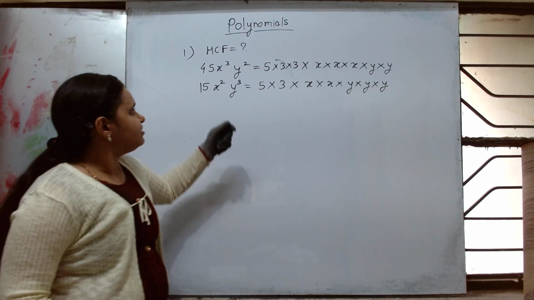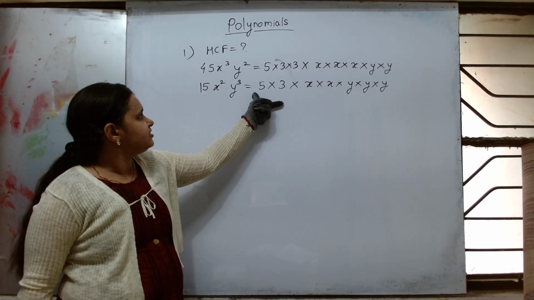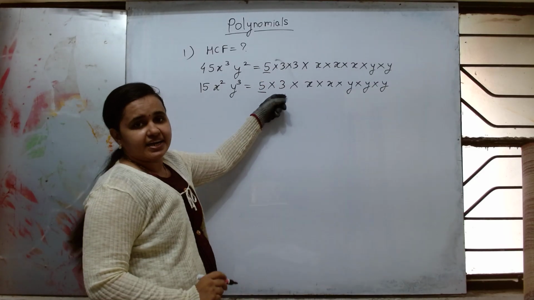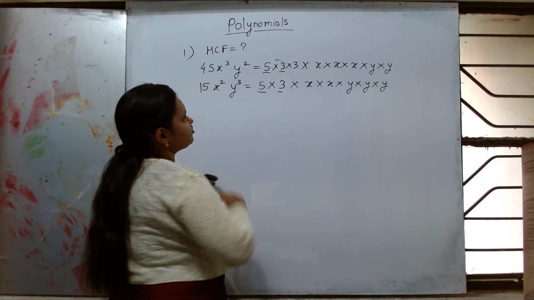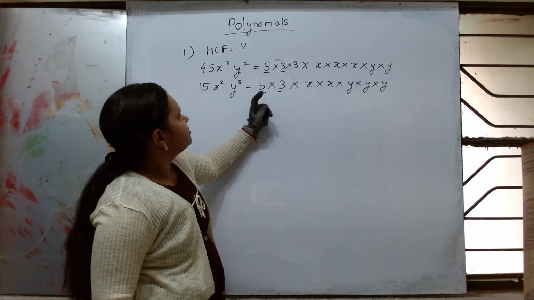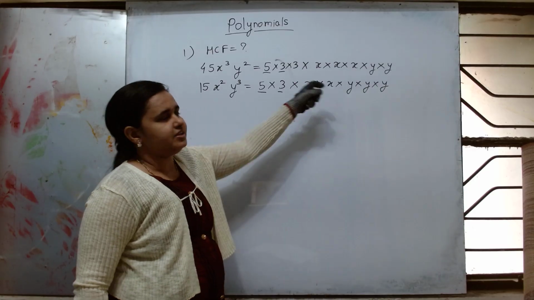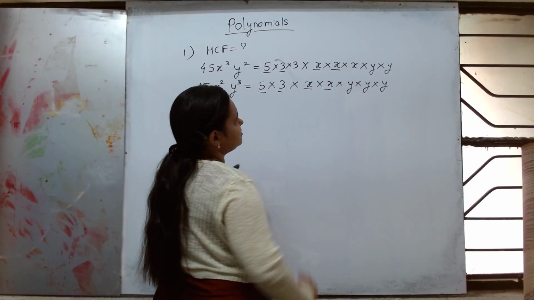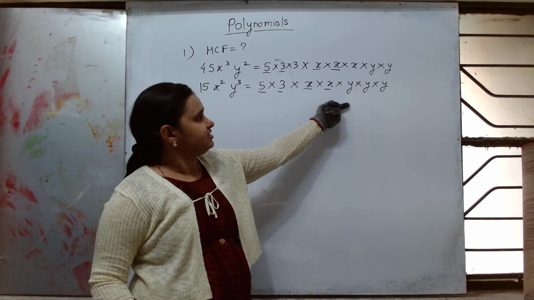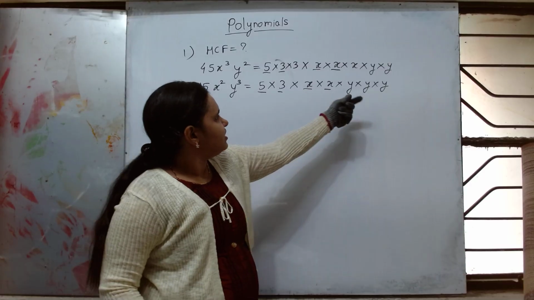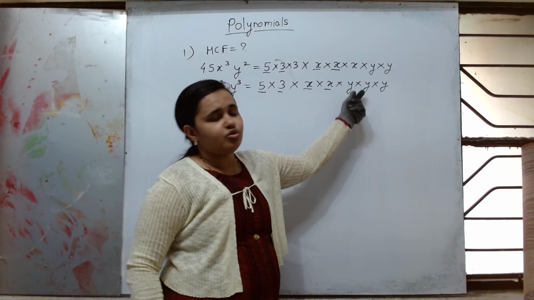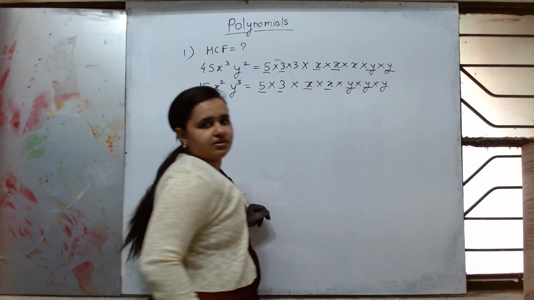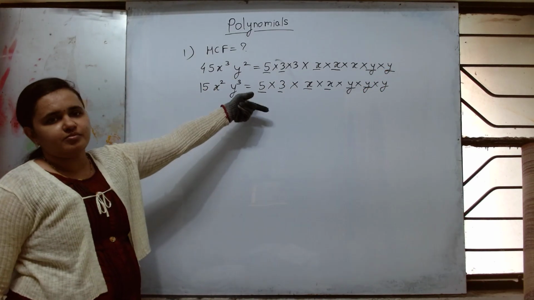Now we have to take the common from these two factors. Okay. Common numbers are 5 and again 3. 3 is common, 5 is common. Again x from variables, one x is common, second x is also common. Now there is no x in this, so x will not be common. Again y from this, 2 y's are common. Okay.